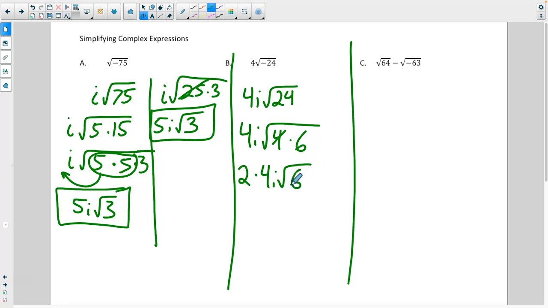Let's talk about the 6. If I break 6 down, it's going to be 2 times 3. Doesn't do anything. There's no pairings that come out of that. So 6 I'm going to leave. 2 times 4, I just get 8. So I get 8i square roots of 6.